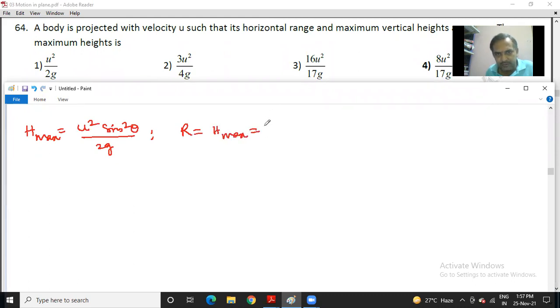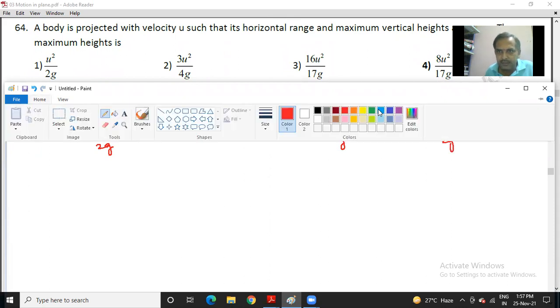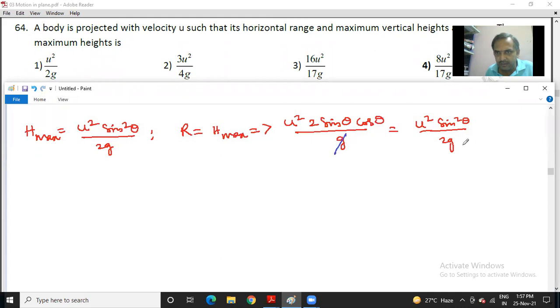So get back the equation of range. It is u square 2 sine theta and cos theta by g. You can also write this term as sine 2 theta. Now h max equation is u square sine square theta by 2g. So you can cancel g on both sides of the equation. You can also cancel u square. You can cancel sine theta.